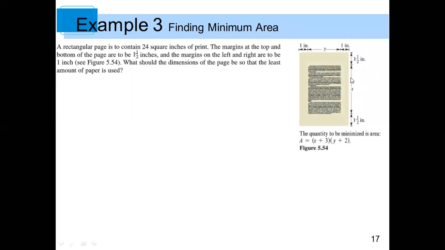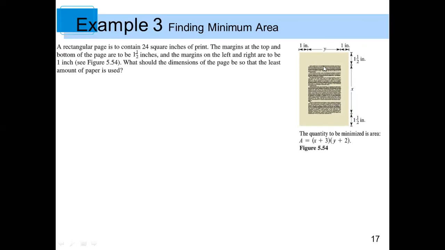Okay, so here's the print. And I want an inch margin on either side, which means I'm going to have 2 additional inches on each side, and 1.5 inch margins on the top and bottom, which means I'm going to have 3 additional inches vertically. Okay, so I want to minimize the amount of paper, which includes the printed page and the margins, and the dimensions of that are y plus 2.